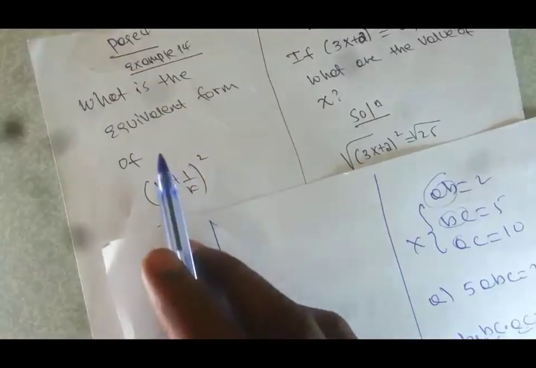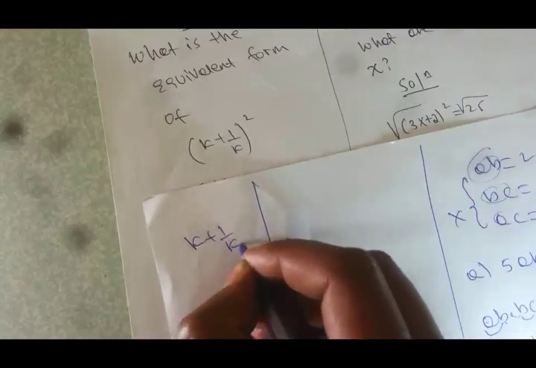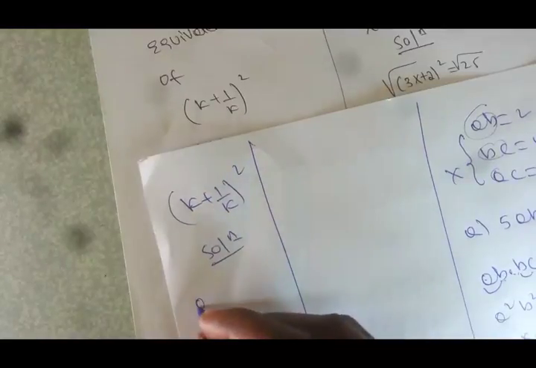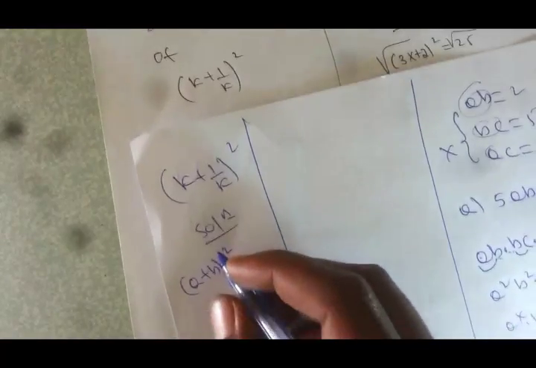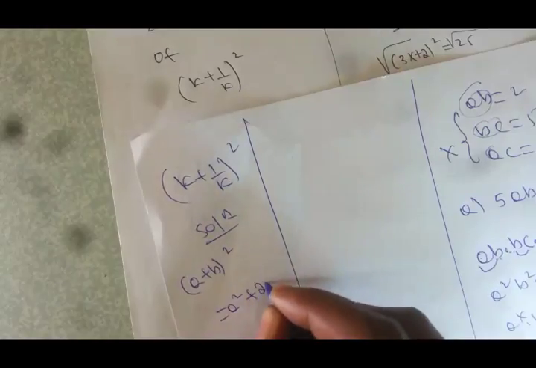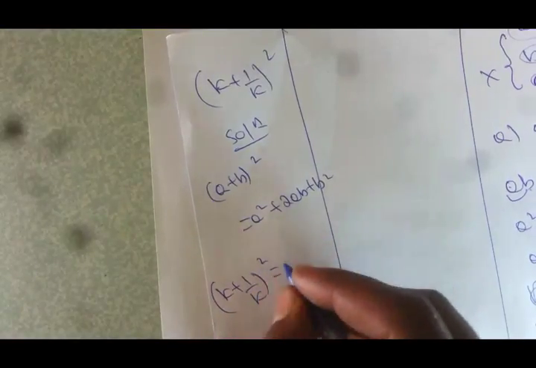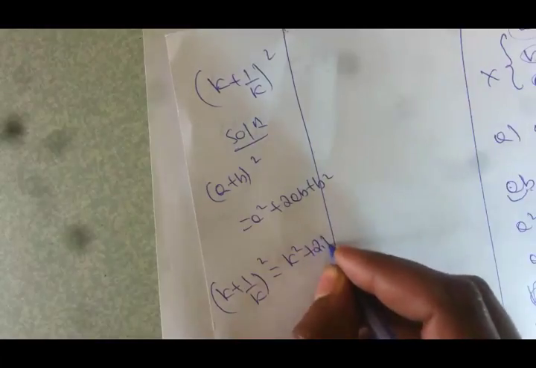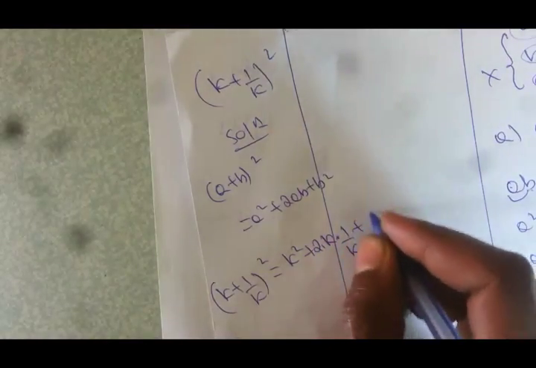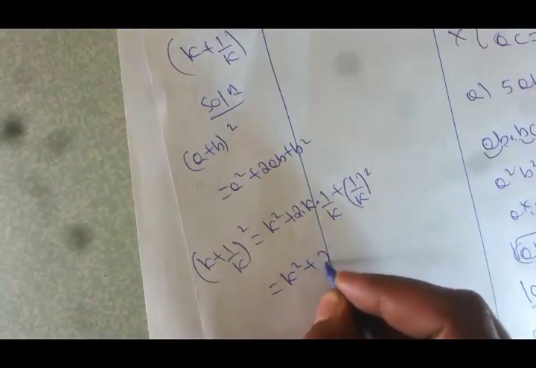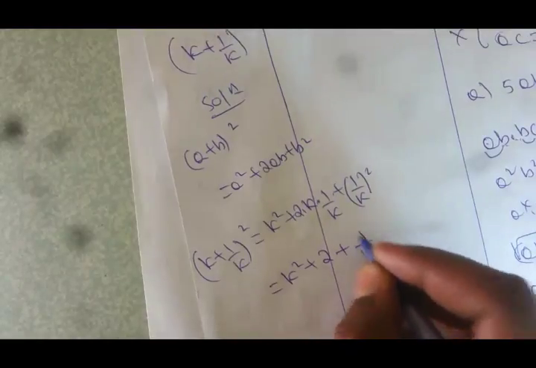Example 40 asks, what is the equivalent form of K plus 1 over K the whole square? Solution. We know that A plus B the whole square is equal to A square plus 2 times AB plus B square. Therefore, K plus 1 over K the whole square is equal to K square plus 2 times K times 1 over K plus 1 over K the whole square. Therefore, this is equal to K square plus 2 plus 1 over K the whole square.